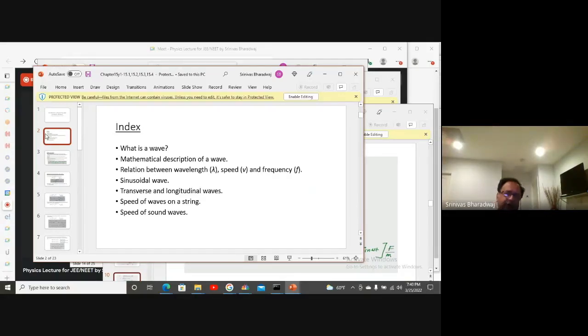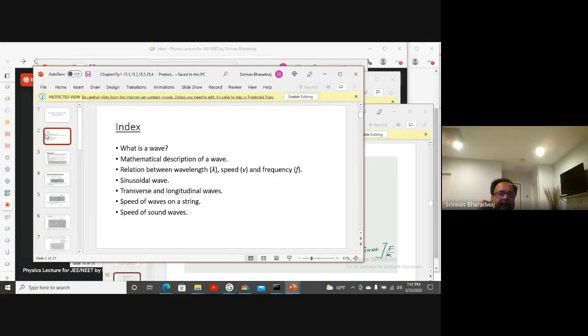Now, the frequency of the wave and the wavelength of the wave, the product of the two gives you the speed of the wave. Okay, v equals f lambda. This is the most fundamental idea that you must learn. Speed is what? Meters per second. Frequency is what? 1 by second. Wavelength is what? Meters. Okay, so v equals f lambda. So if you have a sinusoidal wave which is progressing, v equals f lambda.